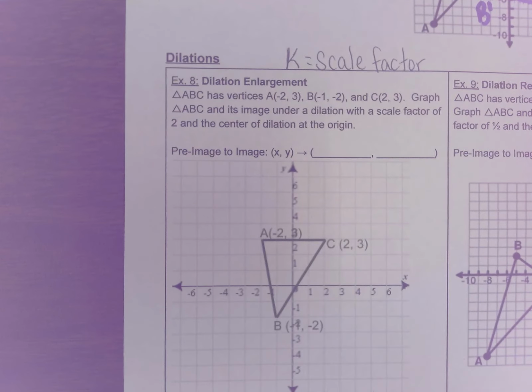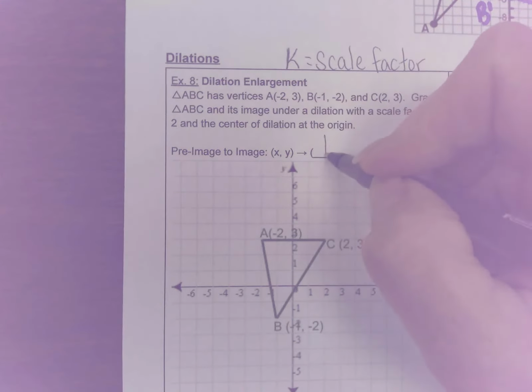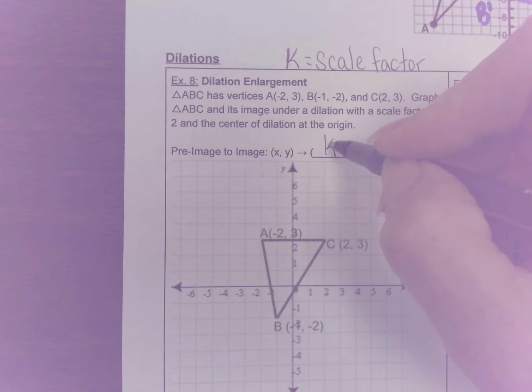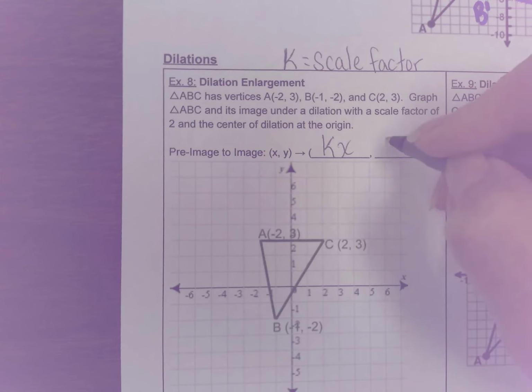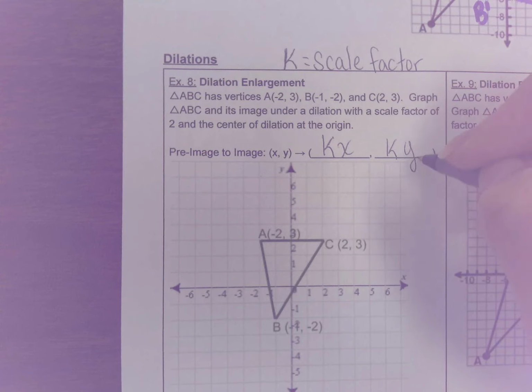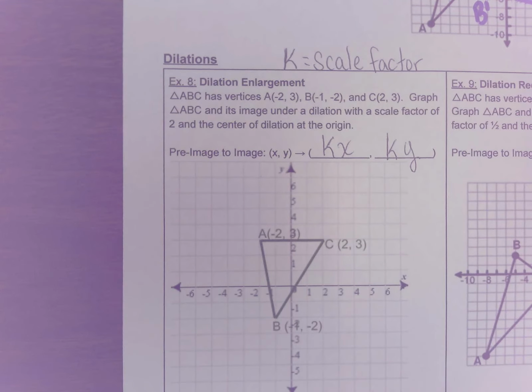Basically, for dilations, you multiply, and if the center of dilation is at the origin, you will simply multiply the scale factor to each coordinate. So that means k will be multiplied to the x, where k is the scale factor, and then k will also be multiplied to the y. Your result from this will be your image after a dilation.